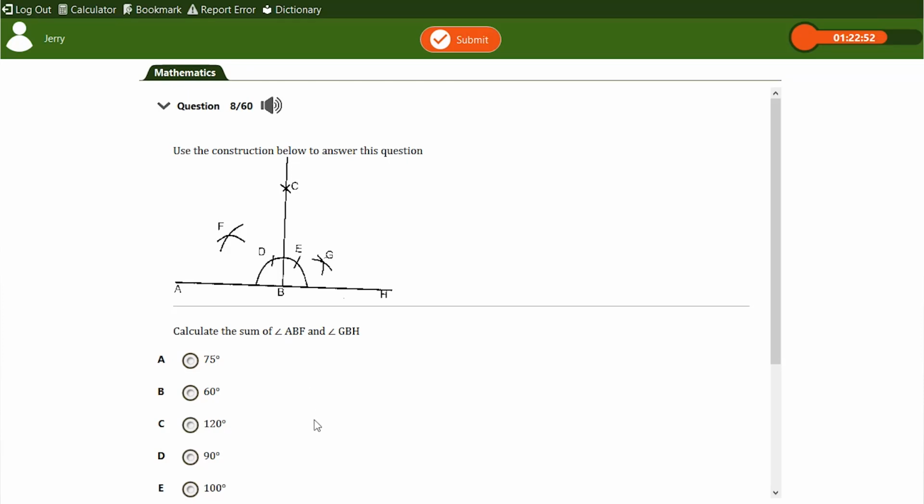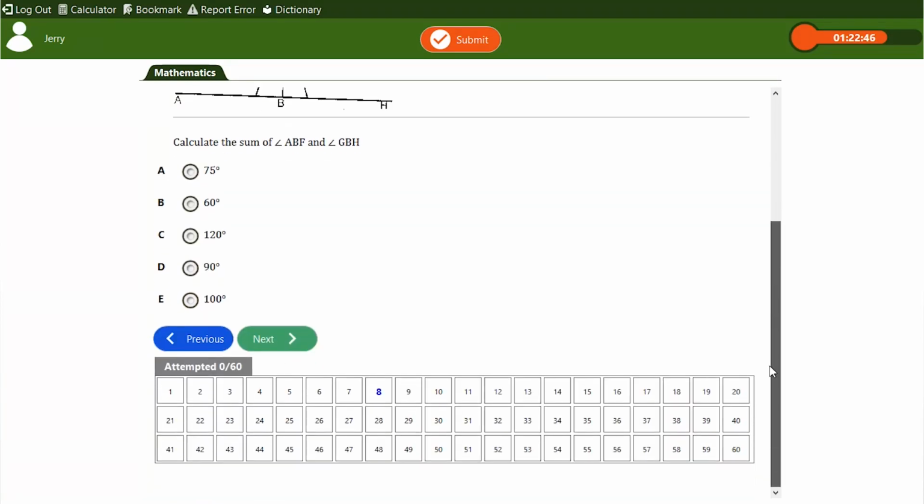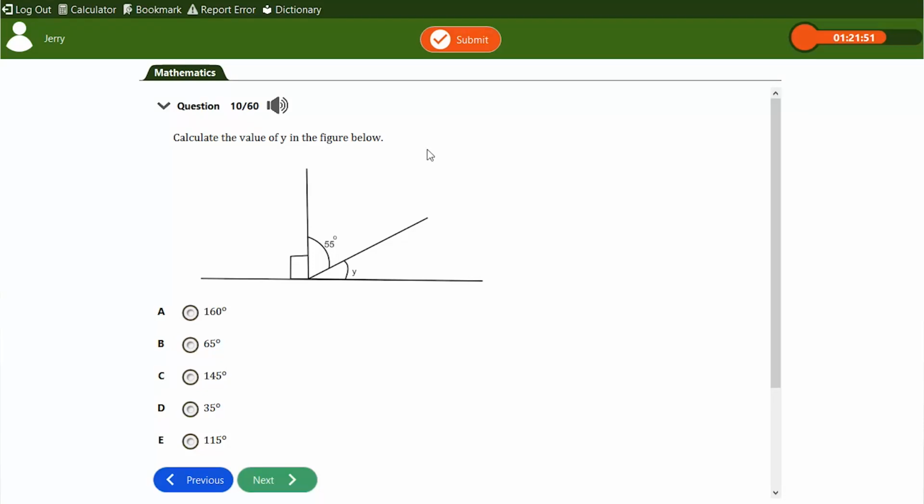This is a question on construction. This is not our focus today. We'll have time where we'll learn on constructions. Calculate the value of y in the figure below. Okay, good. I think that is on what we have studied on angles. I think this is number four.